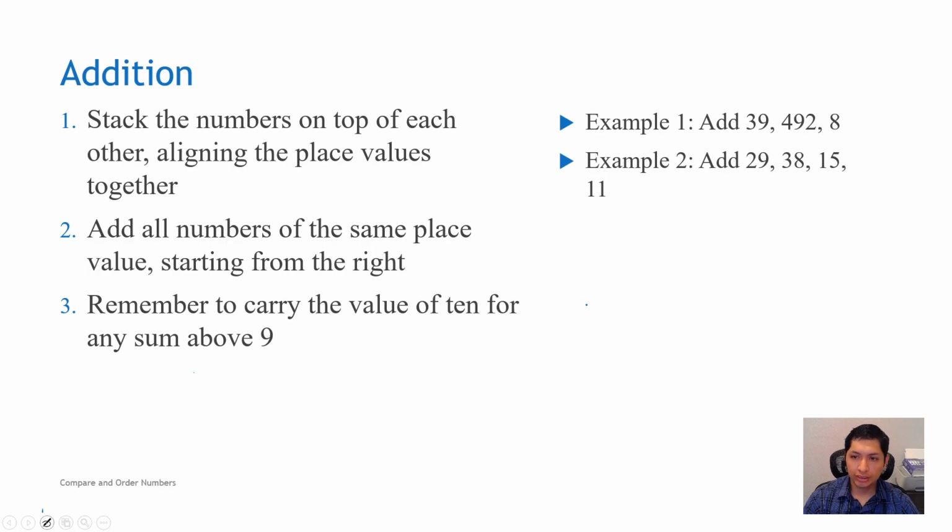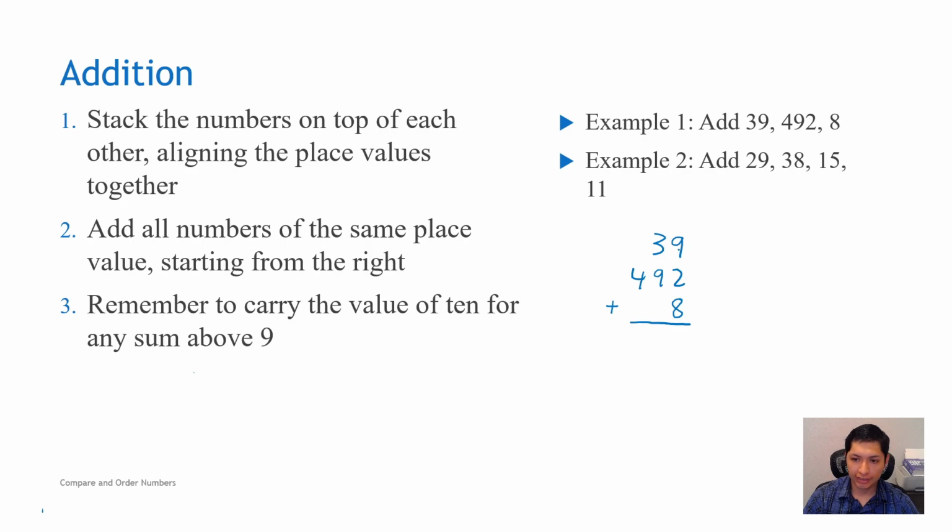So for example, if it asks you to add the following numbers 39, 492, and 8, you will stack those numbers together. And a note for addition is that it does not matter the order in which you stack them. So I can stack them as they are listed. So I can start with 39, 492, and 8. So you'll notice that each of these numbers have a difference in number of digits. So 39 is 2 digits, 492 is 3 digits, and 8 is 1 digit.